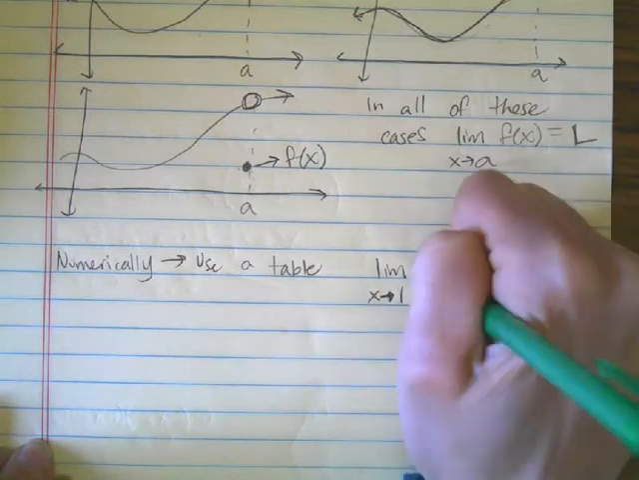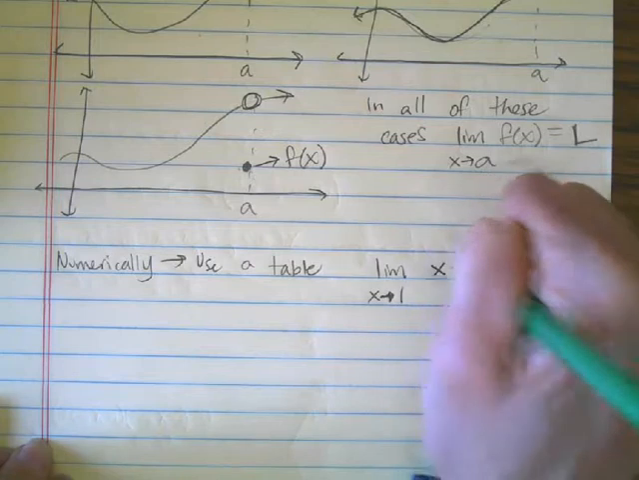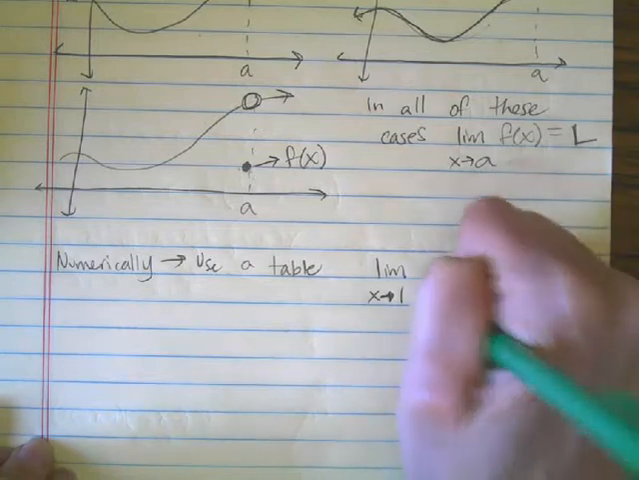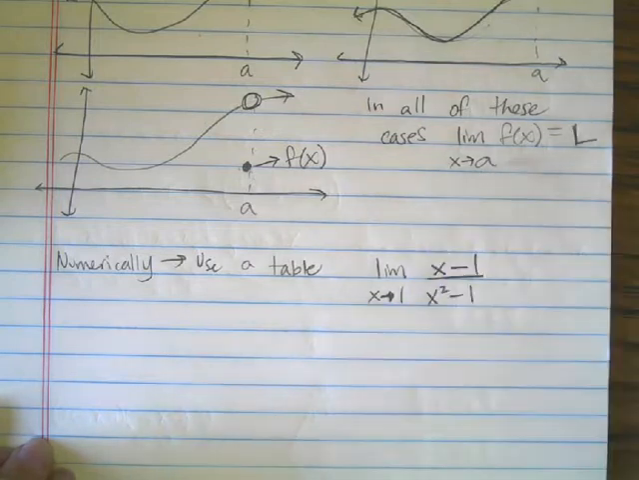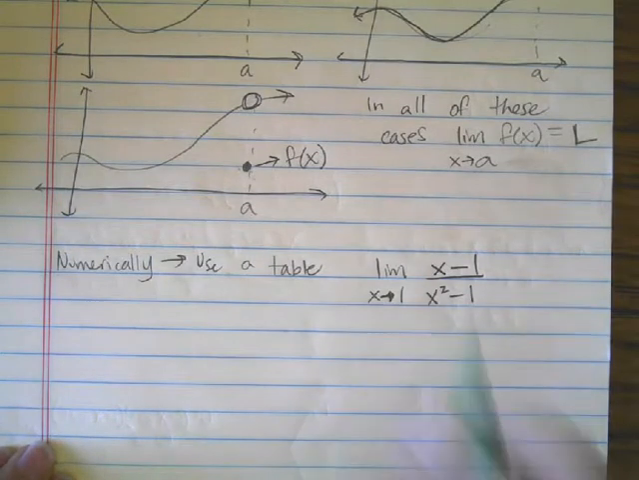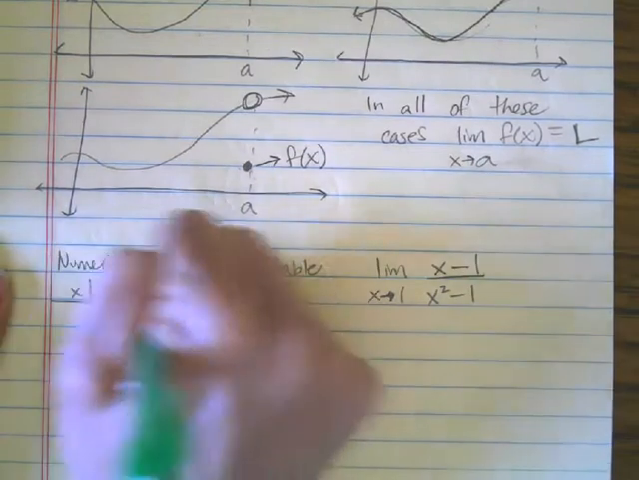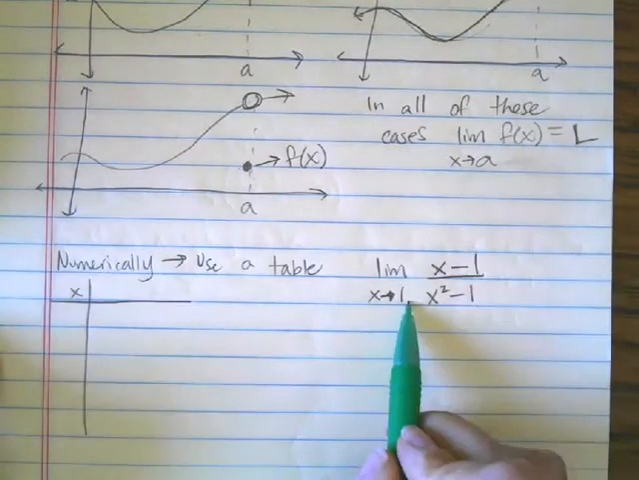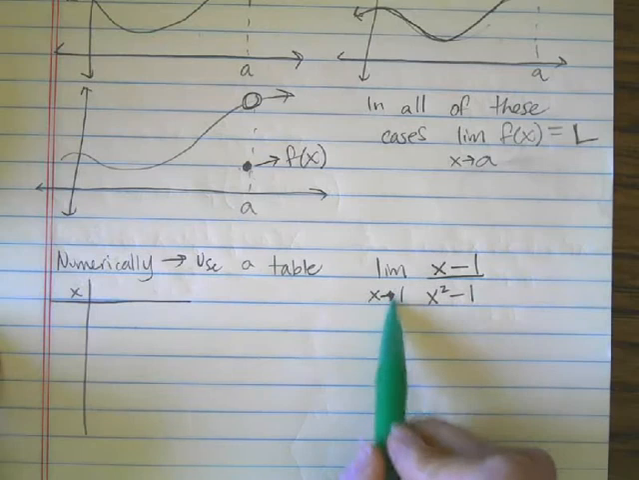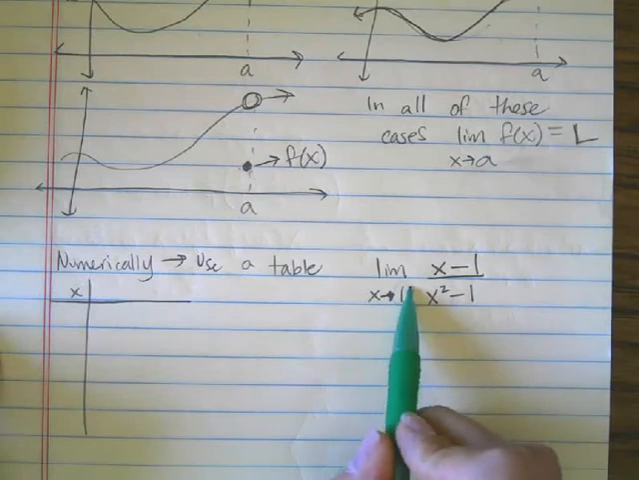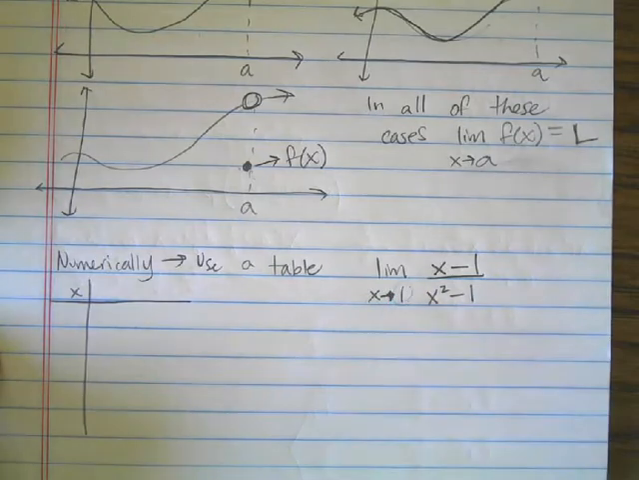So we're going to find the limit of the function x minus 1 over x squared minus 1 numerically and graphically. First, numerically, we're going to use a table. In our table, we're going to write x values that get closer and closer to 1. The reason why we choose 1 is because 1 is the value down here. We want to use the positive side and the negative side because they have to match.